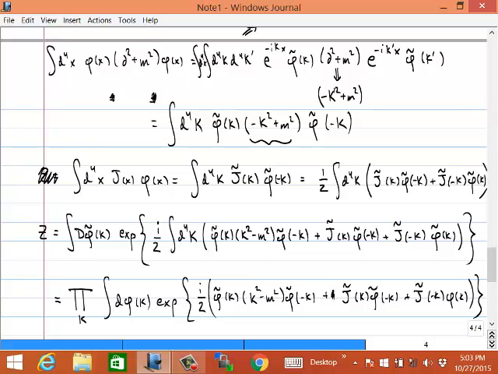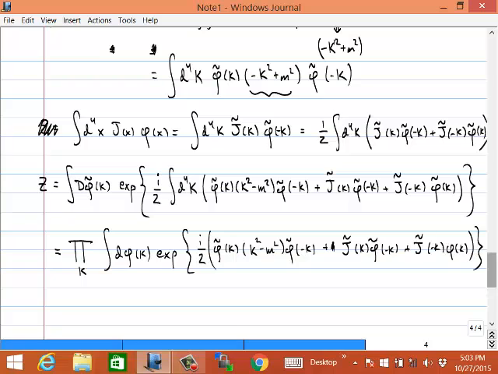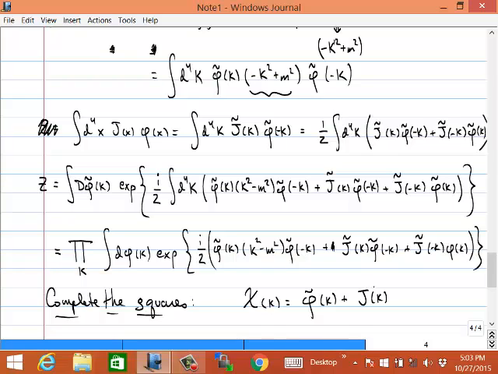And now this is a one-dimensional Gaussian integral. And we all know how to do one-dimensional Gaussian integrals. In particular, one easy way to do this one-dimensional Gaussian integral is just to complete the square. So let's define some new variable. I'll call it chi, where I want to shift phi by adding something proportional to j over k squared minus m squared.